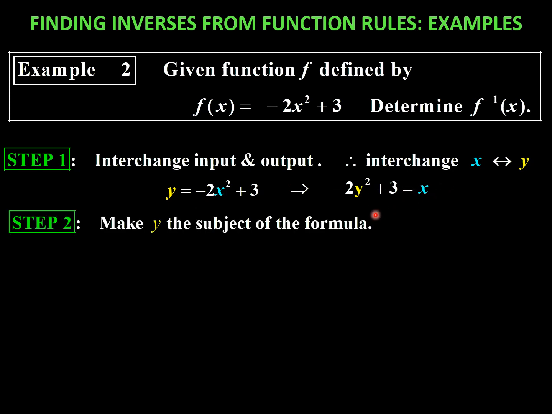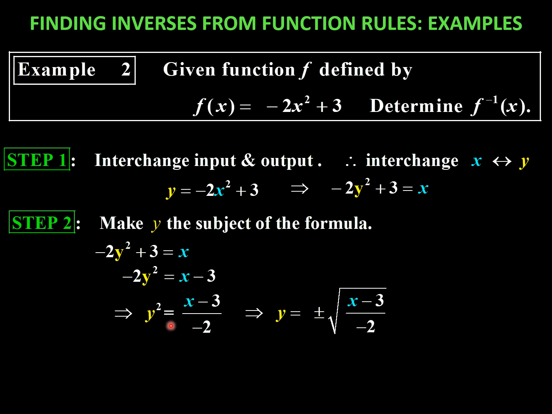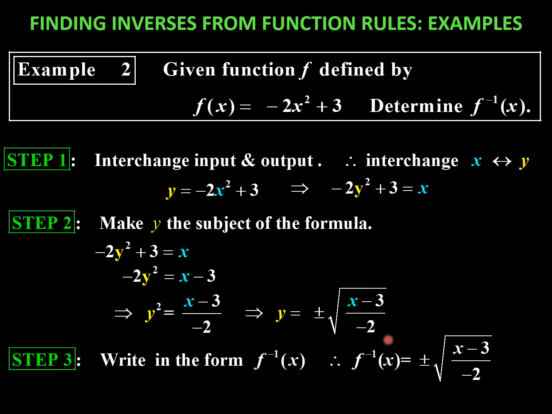Now we must make y the subject. In other words, we need to isolate negative 2y squared. So instead of adding 3, what do we do? The inverse, you subtract the 3. Instead of multiplying by negative 2, we divide by negative 2. Instead of squaring, we find the square root, and remember, it's plus or minus the square root. So there I've got the inverse relationship. And you can see this inverse relationship gives me two outputs. Therefore, this would not be a function.